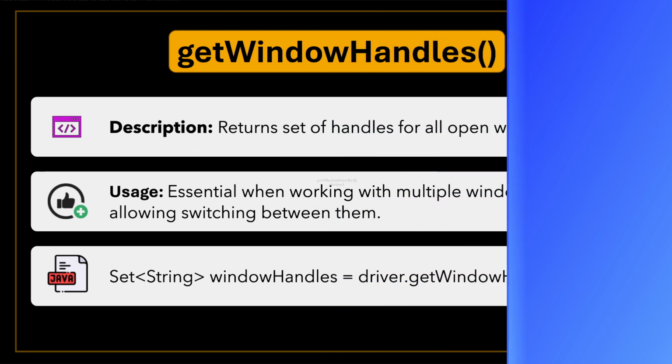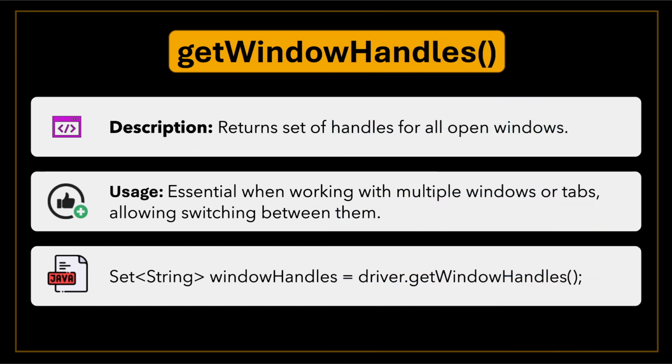The next method is getWindowHandles. This method returns a set of strings of all window handles available to the WebDriver instance. Each window or tab opened by the browser will have a unique handle, and this method allows us to switch between them. This is also a very important method when it comes to handling multiple windows while automating. It can be used when dealing with multiple windows or browser tabs in your test cases.